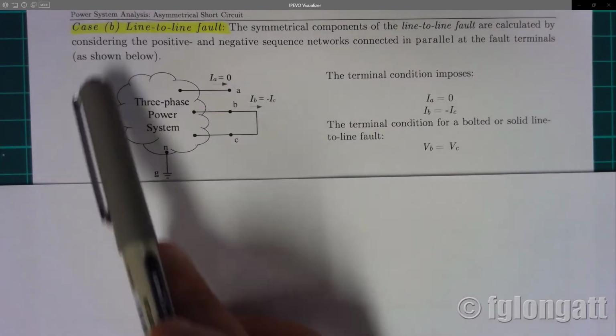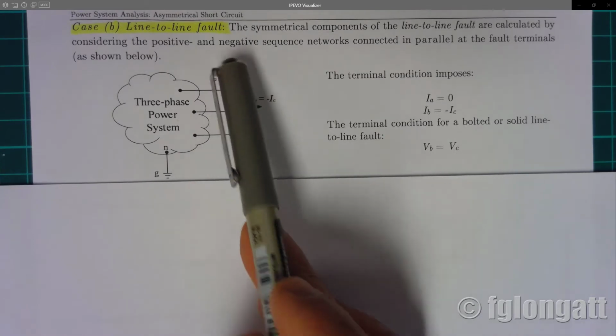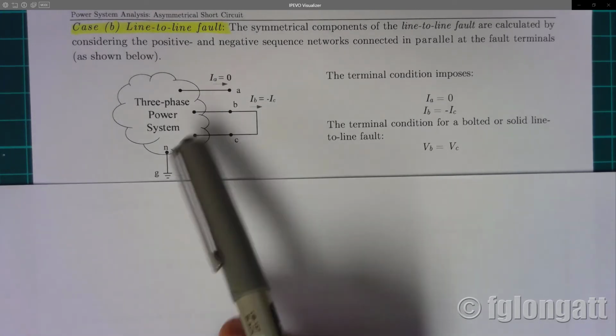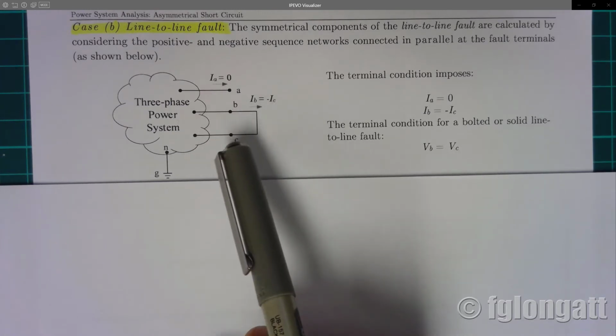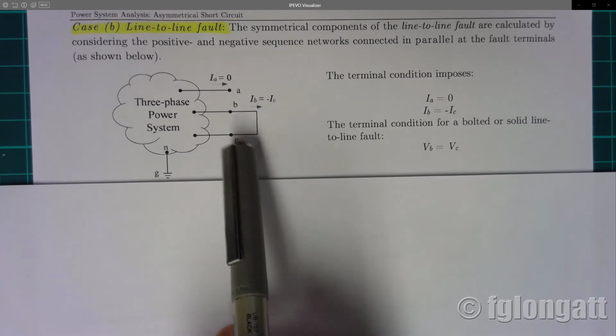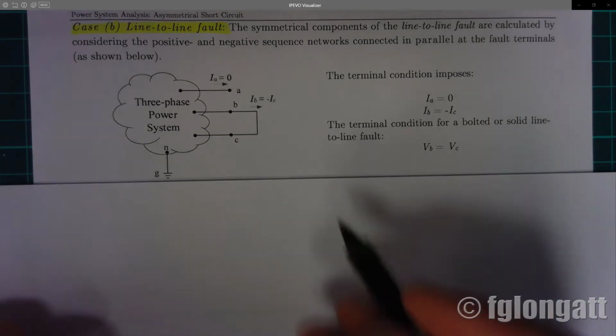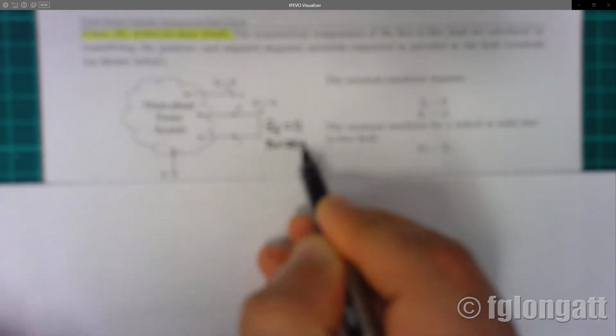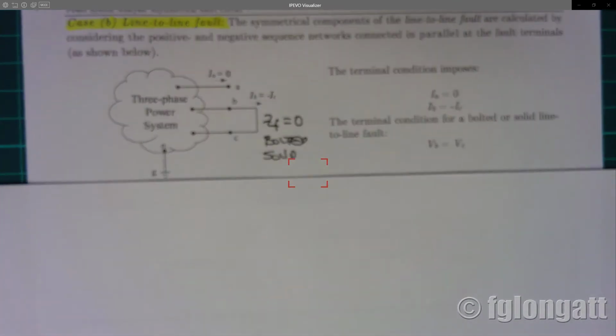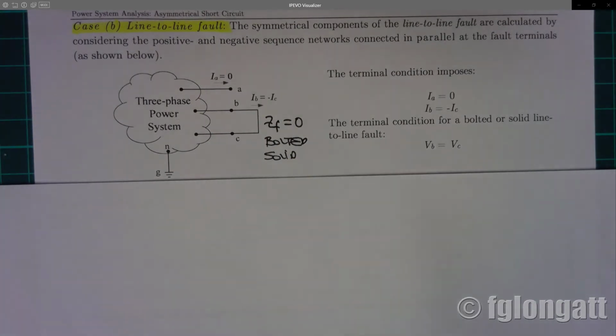Well, if you remember, we have the three-phase system, and this is the point F, and we are assuming that the short circuit is between B and C. If we have a short circuit between B and C, and we are considering a fault impedance equal to 0, that is a bolted or solid fault. In this case, we have some terminal conditions, and the terminal conditions are the following.